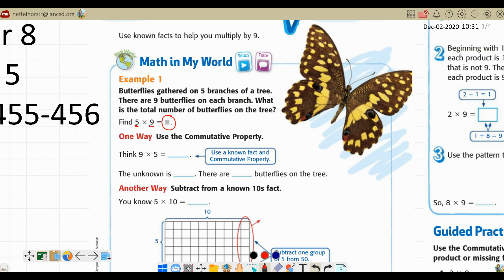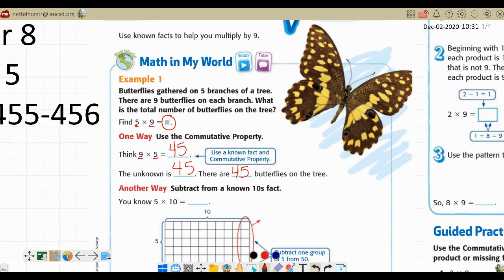So we can use commutative property to help us solve that. So we can think of, rather than 5 times 9, we can think of 9 times 5. I know my 5s better than I do my 9s. So in this one, I wouldn't use commutative property. I would just skip count by 5s up 9 fingers, to be quite honest. Or if you could think of it this way, this could be your 9 groups, 5 in each group. So if you're counting on 9 fingers, you count by 5s. And if we do that, we end up with 45. So the unknown is 45. There are 45 butterflies on the tree.